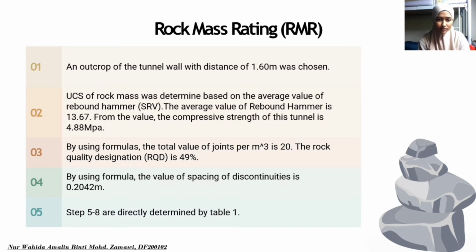Next step is by using a formula we can calculate the total number of joints per meter cube. The value is 20, and the RQD, which is the rock quality designation, is 49%. Also, by using a formula, we calculate the joint spacing value, which is 0.2042 meter. And for steps 5 until 8, we get them directly from table 1.